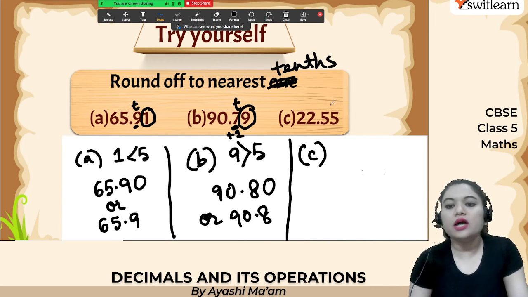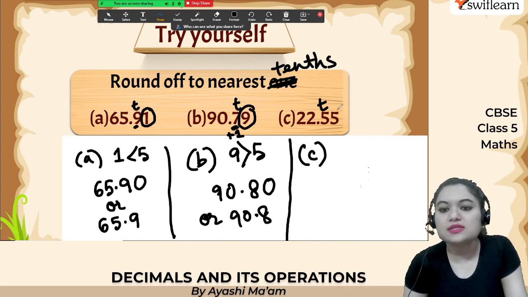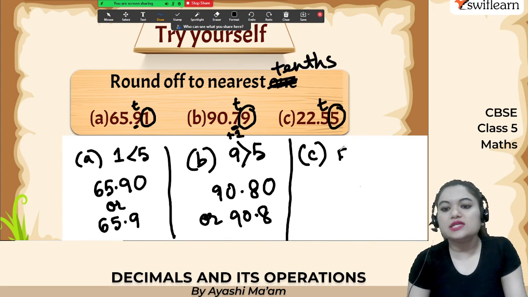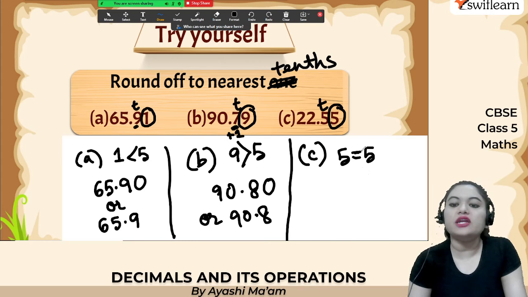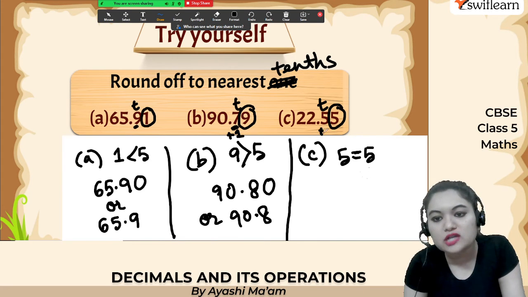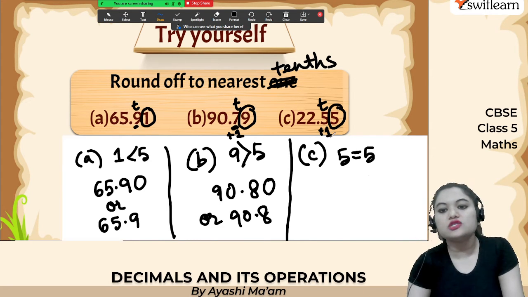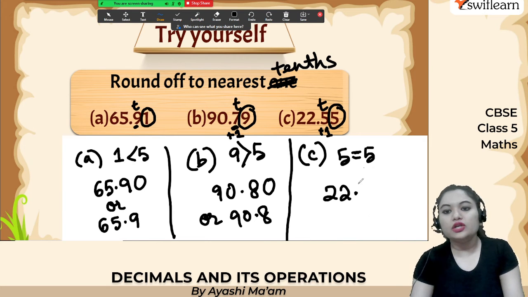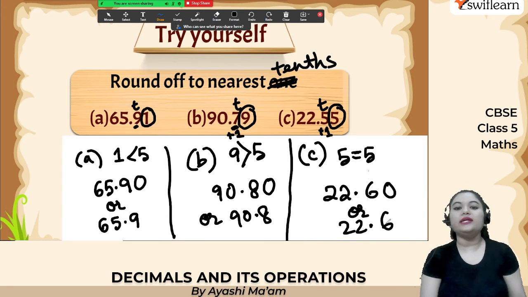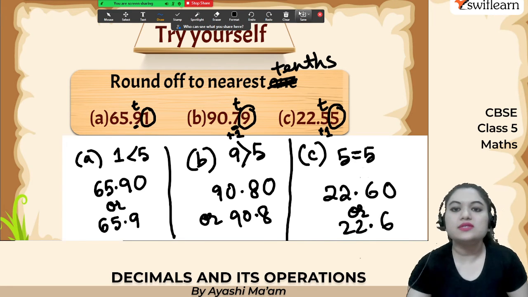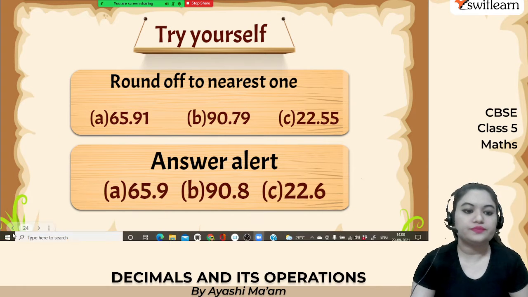Coming to the third one, again this is the tenths place. The digit next to the tenths place is 5. 5 is equal to 5. Even if the digit is equal to 5, we will do a plus 1 to the tenths digit of the previous one. So it will become 22.5 plus 1, 6 and then 0, or you can simply write it as 22.6. Got it? This is how we are rounding it off.